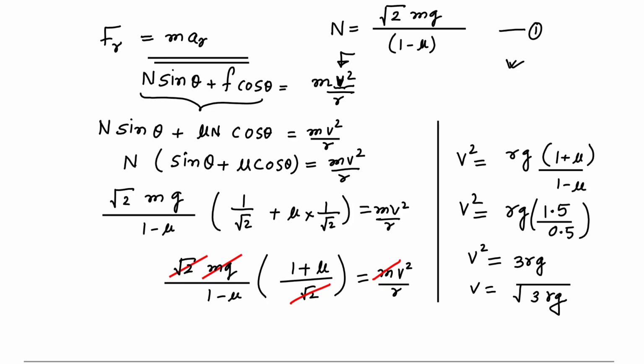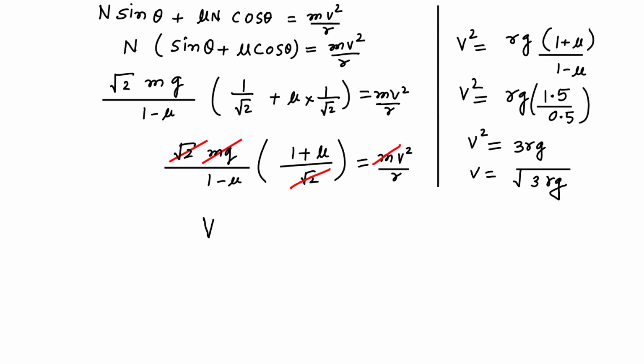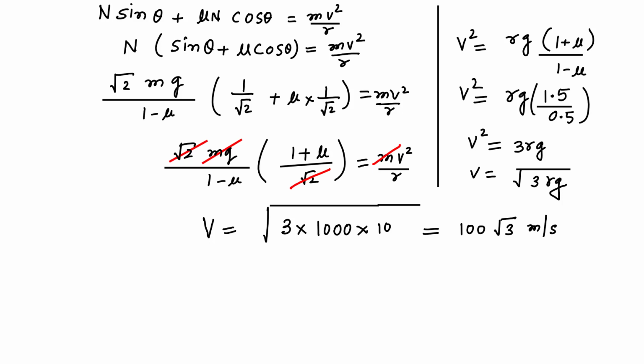So let us plug in the values. In this question it is given that the radius is 1 kilometer, that is 1000 meter, and g is 10 meter per second square. So if you calculate, this will turn out to be 100 root 3 meter per second.